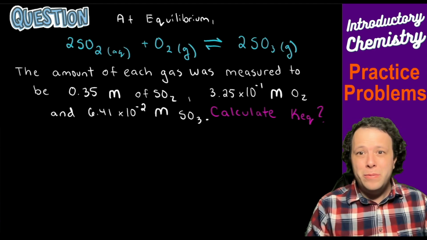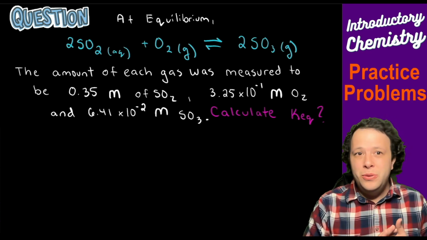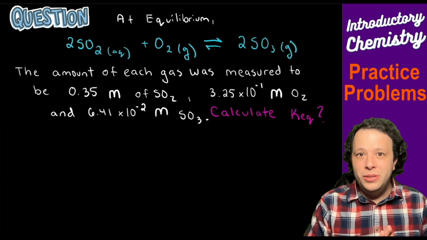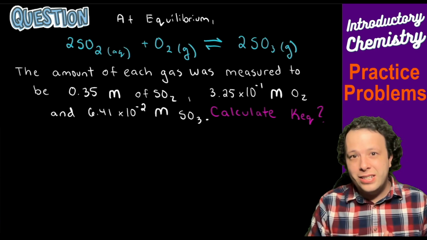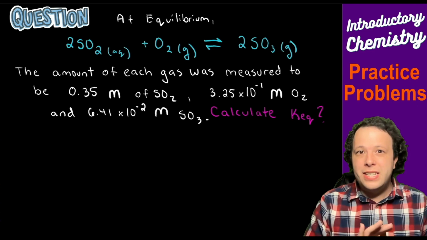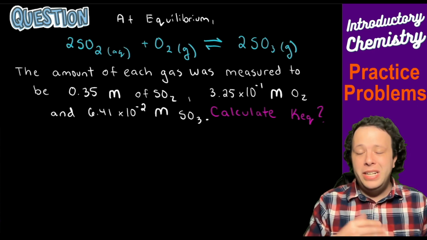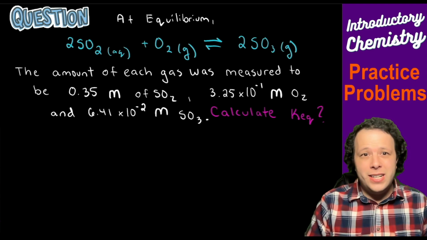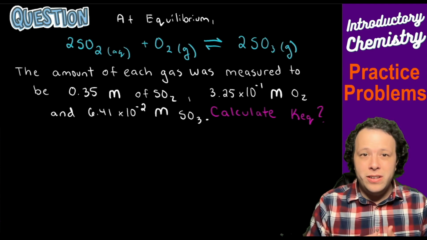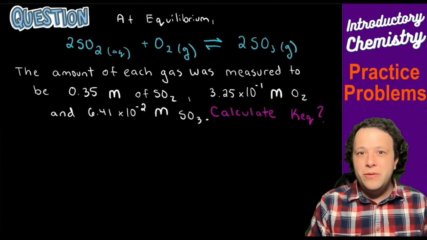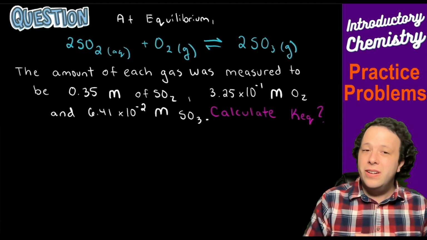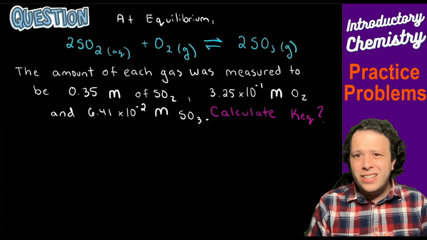With this problem, what we are looking at is 2 sulfur dioxide reacting with oxygen gas to yield 2 sulfur trioxides. The amount of each gas was measured, meaning that at equilibrium, we are able to do that in the lab. So we have the following concentrations: 0.35 molar of SO2, 3.25 times 10 to the negative 1 molar of oxygen, and 6.41 times 10 to the negative 2 molar of SO3. It says calculate the KEQ.